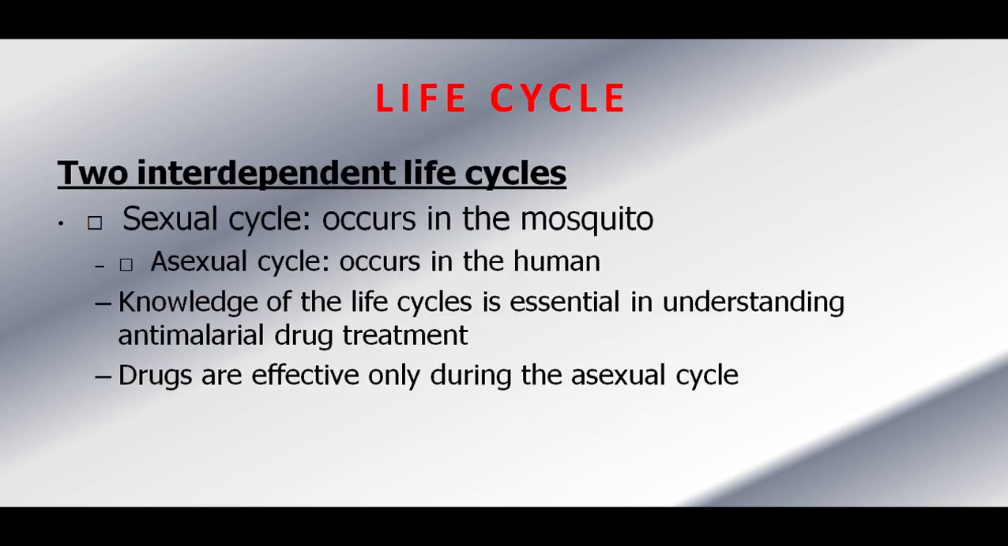In the life cycle of Plasmodium, there are 2 independent life cycles. We have a sexual cycle that occurs in the mosquito, and then an asexual cycle that occurs in the human being. Now, the knowledge of this life cycle is very essential for a midwife to understand antimalarial treatment. Most drugs that we use are only effective during the asexual cycle of Plasmodium that occurs in humans, and that is the basis of our treatment or the basis of using antimalarial drugs.